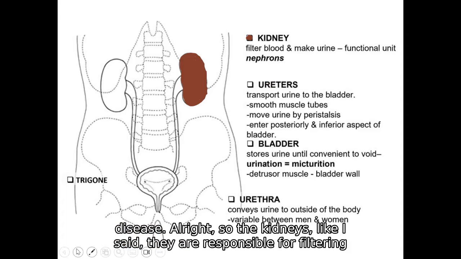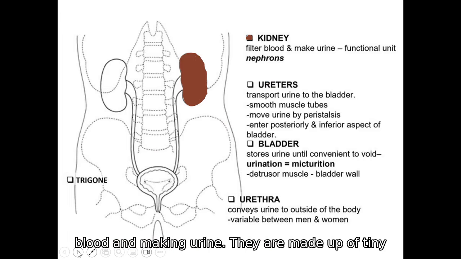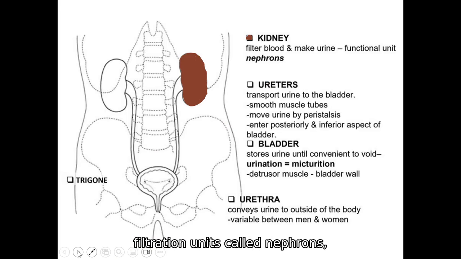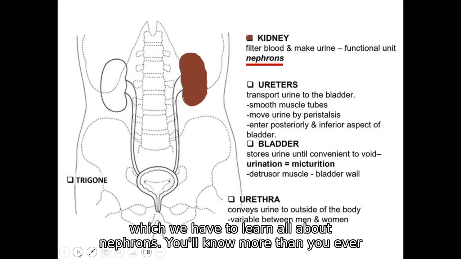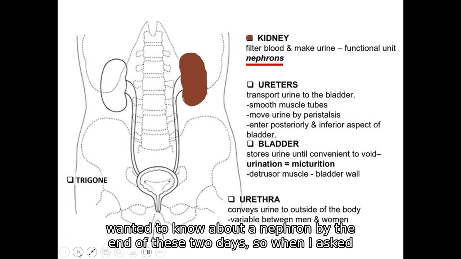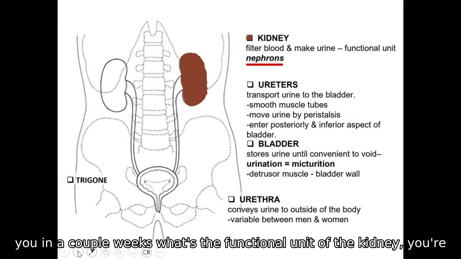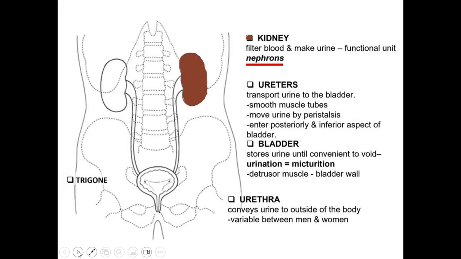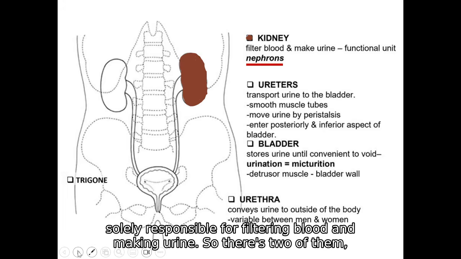So the kidneys, like I said, are responsible for filtering blood and making urine. They are made up of tiny filtration units called nephrons, which we have to learn all about. You'll know more than you ever wanted to know about a nephron by the end of these 2 days. So when I ask you in a couple weeks, what's the functional unit of the kidney, you're going to say nephrons. They are solely responsible for filtering blood and making urine.